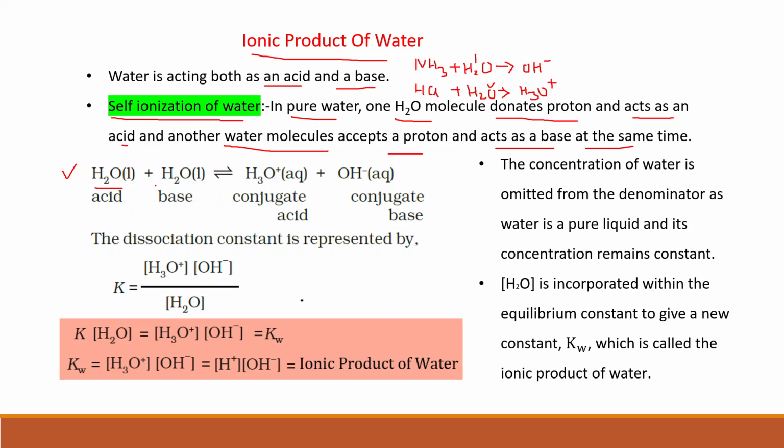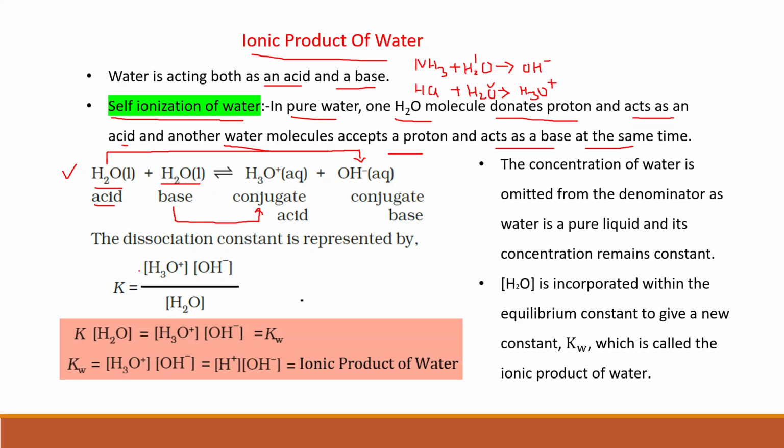H2O, one molecule, this is H2O, another molecule. Now, this is acid. Acid means proton donor. So it donates the proton and forms its conjugate base, OH minus. And this is another molecule of water which accepts the proton, that is base, and this will convert into its conjugate acid, H3O plus.